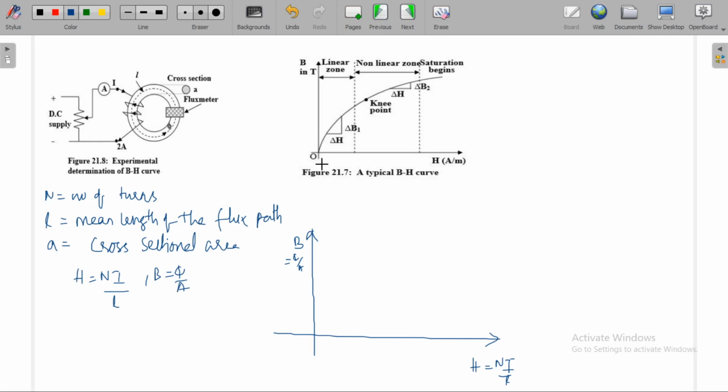Coming to the observation here, you know H is equal to NI by L. With the increase in current, you can increase H, the magnetic field intensity. If H is increasing, then B will be increasing, and the flux will increase. At starting the curve is almost linear, not exactly linear, almost linear like this.